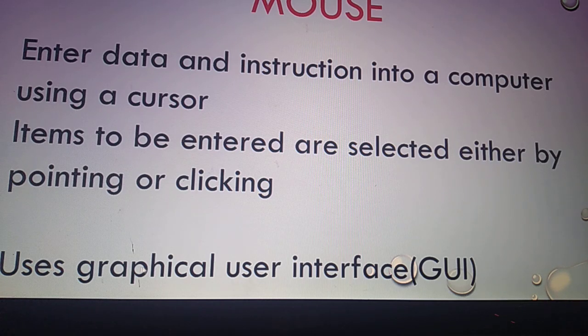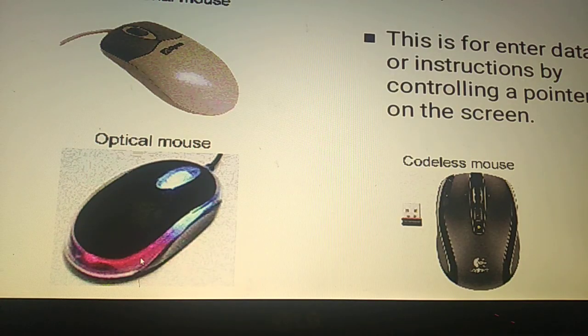So basically a mouse uses what we refer to as the graphical user interface. Graphical user interface means that we are having the menus, the icons, the pointing device, and so on.